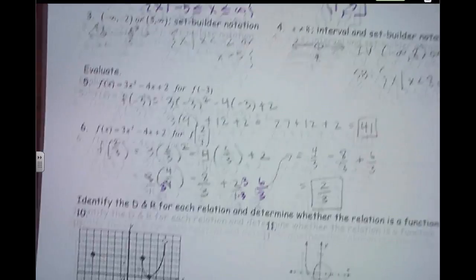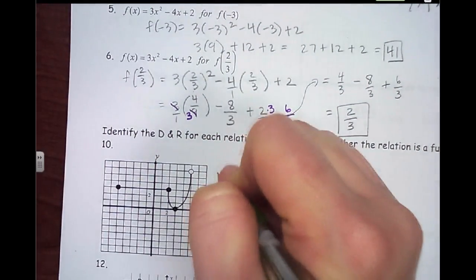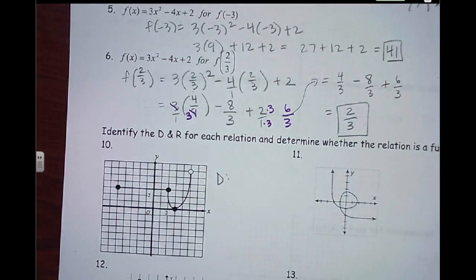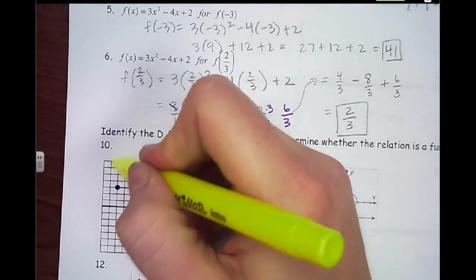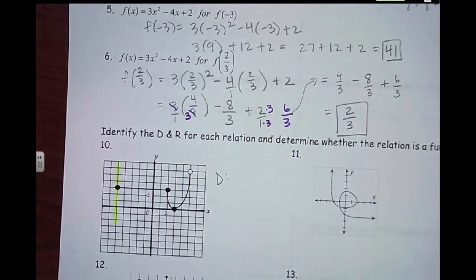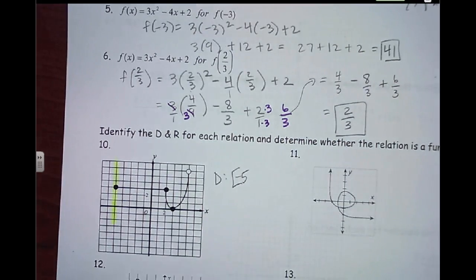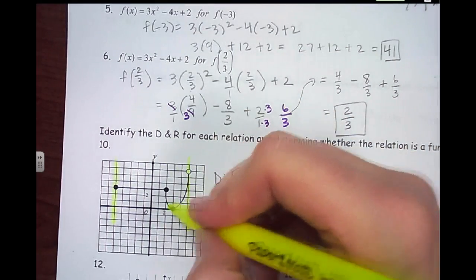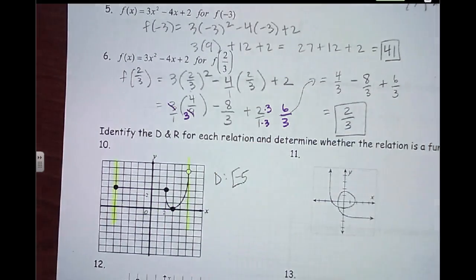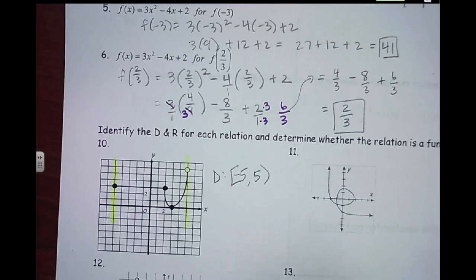Number 10, domain and range. So domain, we're going to go left to right. So my farthest left x value here is 1, 2, 3, 4, 5, -5. Closed circle, so it gets a bracket. And my farthest right value is 1, 2, 3, 4, 5, +5. An open circle, so parentheses.